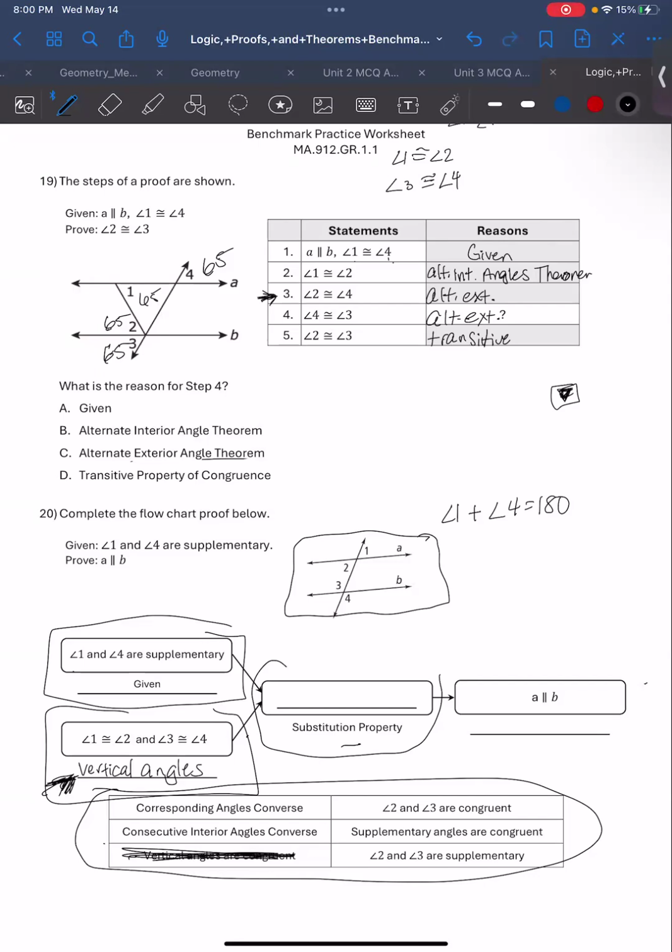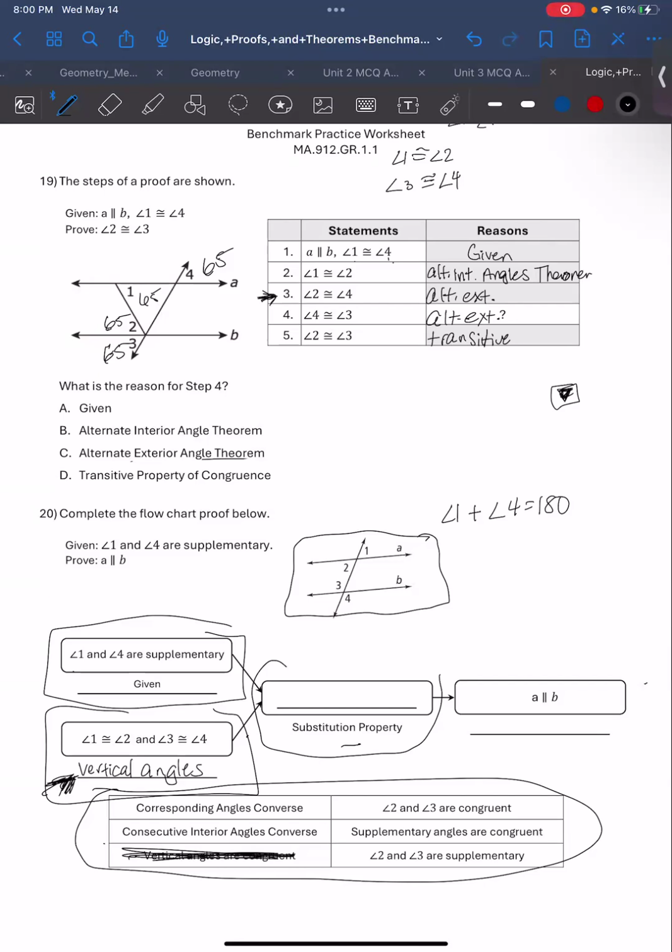Did that help? So, is it consecutive interior angles? What's up? No. Didn't I just say those are reasons, not statements? Okay, so it has to be corresponding angles converse.